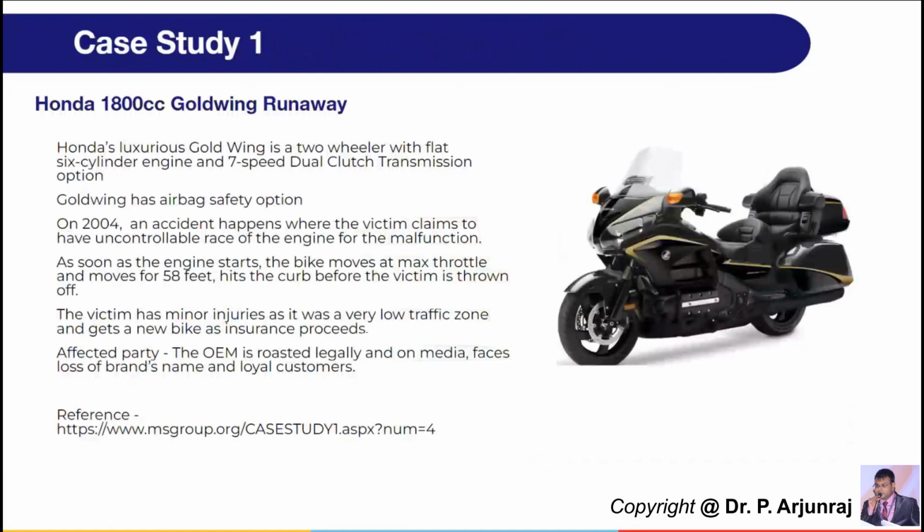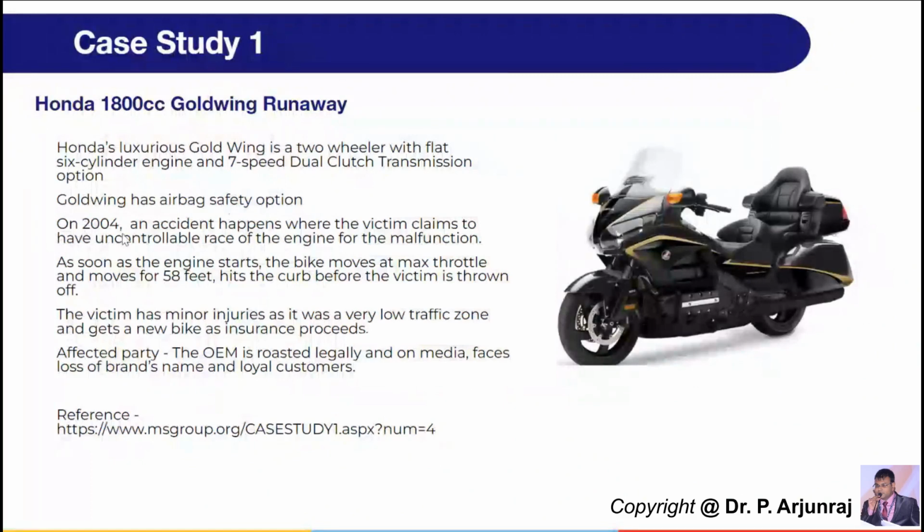Let's take an example of a case study where the Honda 1800cc Goldwing ran away. This is the Honda luxurious Goldwing, having the flat six-cylinder engine and a 7-speed dual clutch transmission option. And this Goldwing also has an airbag safety option.